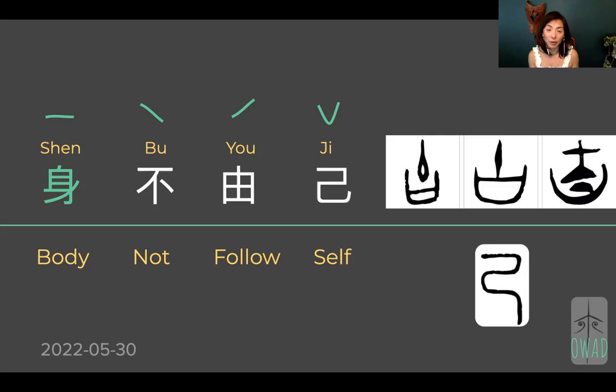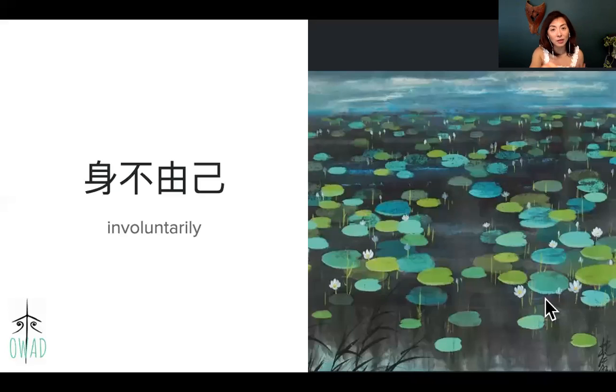That's my interpretation of why this zigzag, because in Chinese we seldom have one stroke that makes several turns. This is a totally visual representation of a zigzag kind of thread, the beginning of the thread. And 身不由己 simply means your body is not following your own will. That means you're forced into a situation involuntarily.